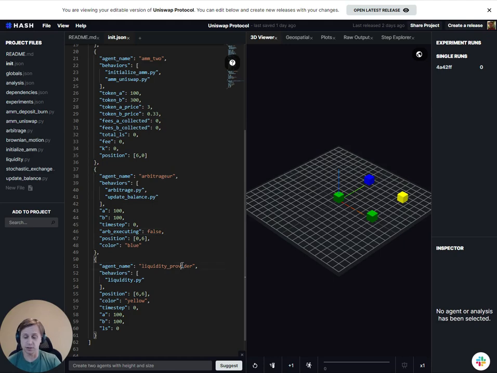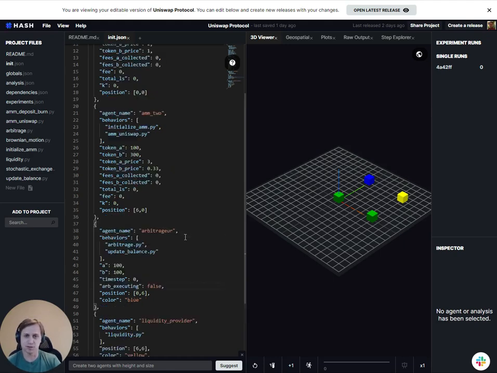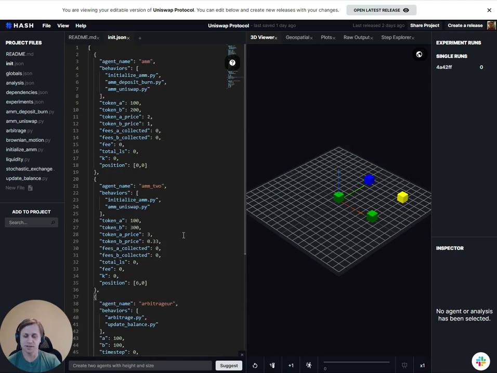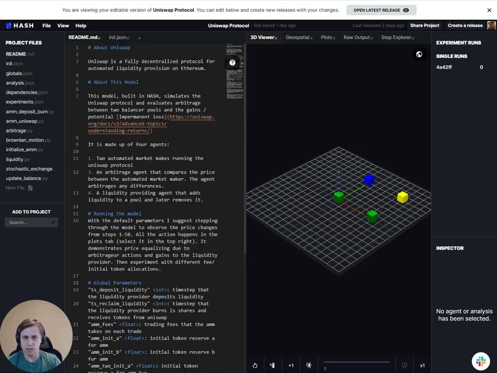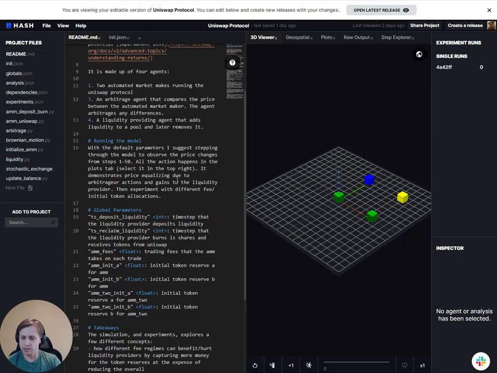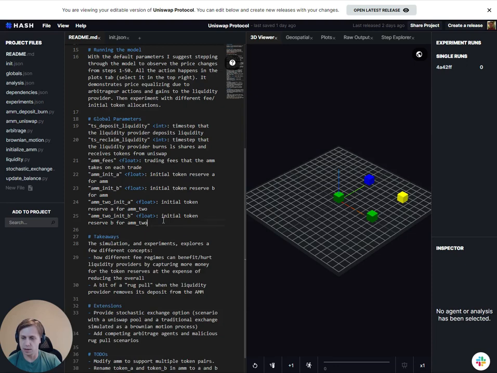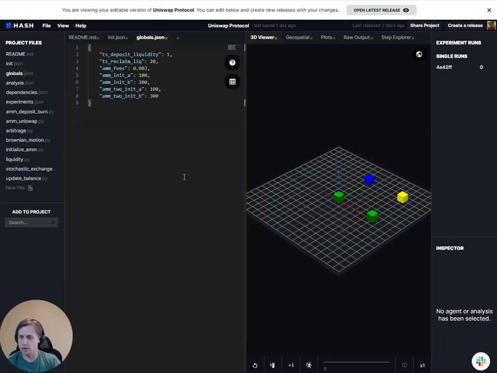And then finally, here's the liquidity providing agent, which is our investor, which is going to deposit some number of tokens into the first market maker and then retrieve them later on. Now, as I described in the README, all of this can be changed and set in the global parameters. Well, not all of it, but some of the parameters. So I'm going to move over to globals.json where these global parameters are set.